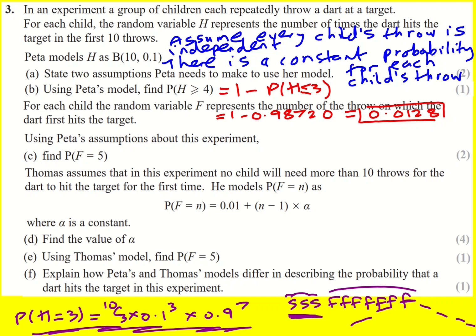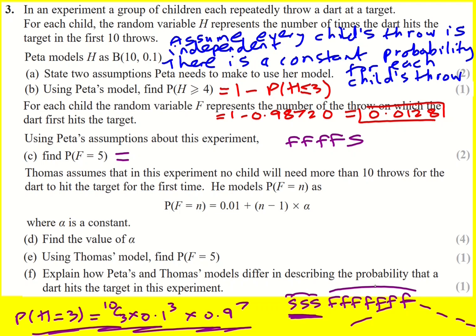For each child, the random variable f represents the number of the throw on which the dart first hits the target. Using Peter's assumptions about the experiment, find the probability that f equals 5, i.e. that a child hits the target on their 5th throw. So that must mean they didn't hit it on the first 4 throws. So it would be failure, failure, failure, failure, and then they manage it on the 5th. And that's the only order it can happen here.